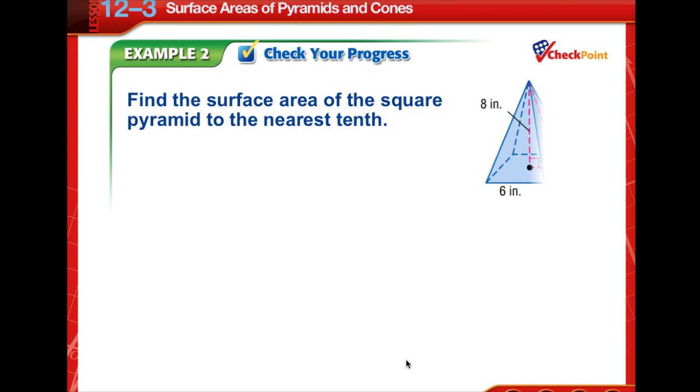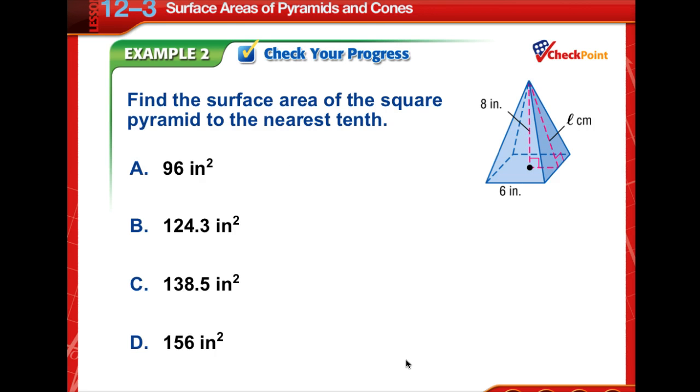Okay, so follow those same steps of determining the slant height, the perimeter of the base, and the area of the base, and then substitute in order to solve this one. So pause the video and then come back and check your answer. Well, for slant height, I got square root of 73. The perimeter of the base is 24. The area of the base is 36 square inches. And when I substitute them in the surface area formula, I get 138 5/10 square inches.